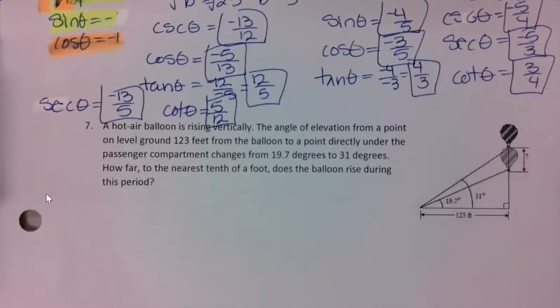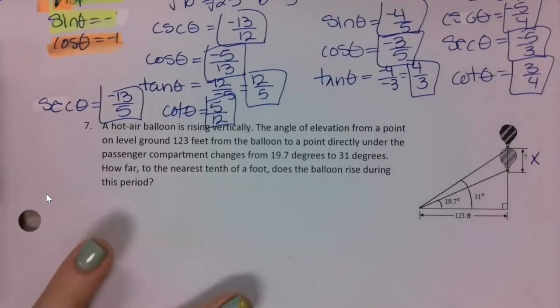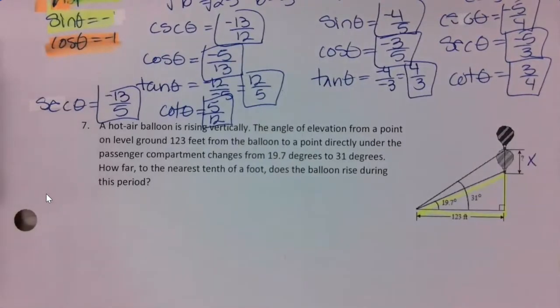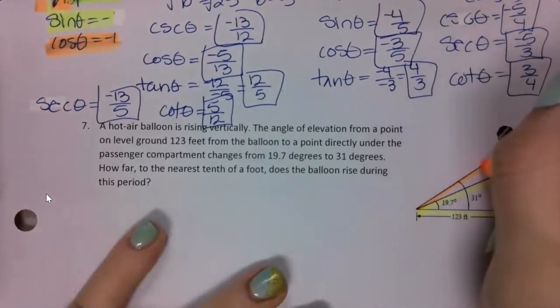Number 7 says a hot air balloon is rising vertically. The angle of elevation from a point on level ground, 123 feet from the balloon to a point directly under the passenger compartment, changes from 19.7 degrees to 31 degrees. How far to the nearest tenth of a foot does the balloon rise in this period? So I am trying to find this value right here. And I have 2 different triangles. I have this smaller one down here. And I have this larger one up here.